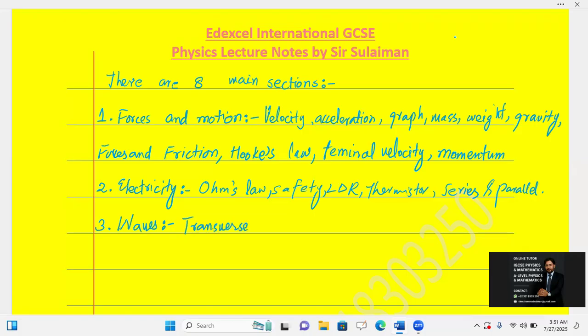Transverse, longitudinal, and their key terms related to crest, trough, compression, rarefaction will be taken into account. And waves will also be mechanical and electromagnetic waves. And we will discuss light related to its reflection and refraction.